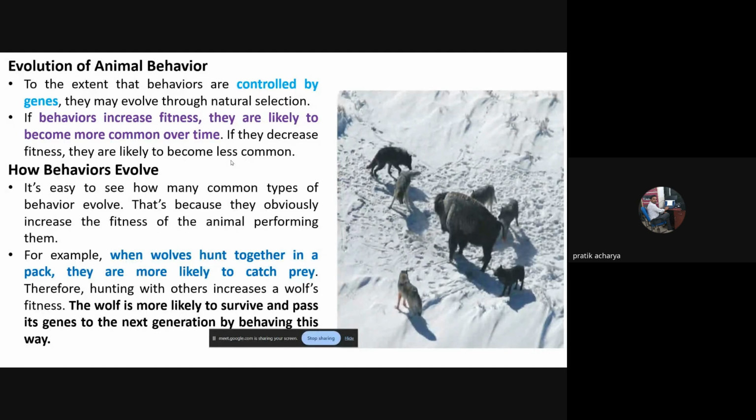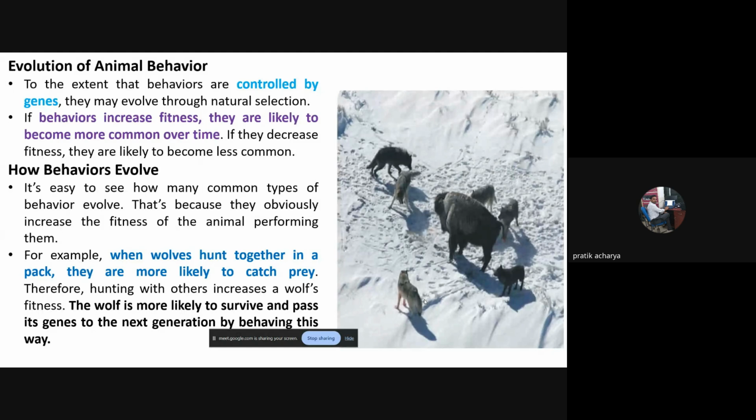Okay, so here the picture is showing that the wolf is more likely to survive and pass its genes to the next generation by behaving this way. This is a very interesting example. If a wolf attacks individually, then it is difficult for the wolf to conquer. But if a group of wolves attacks the organism, then they will definitely succeed. So this is the pattern.